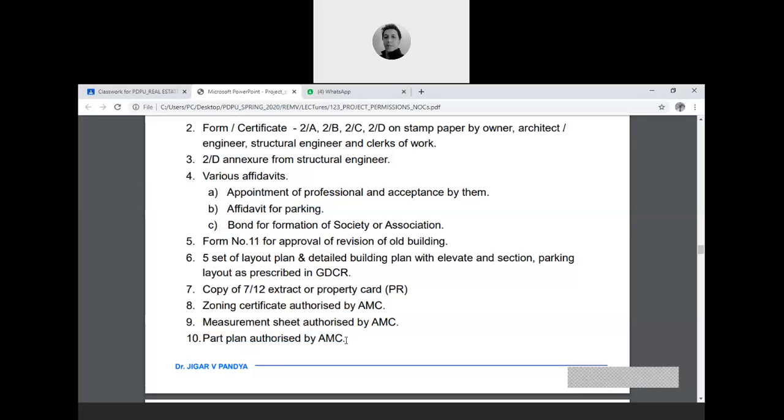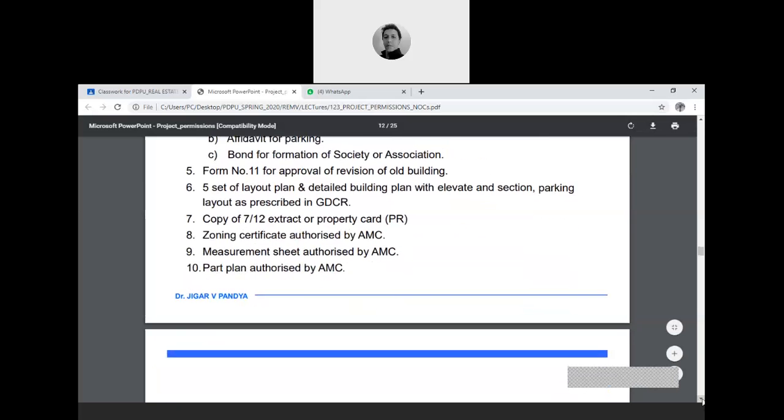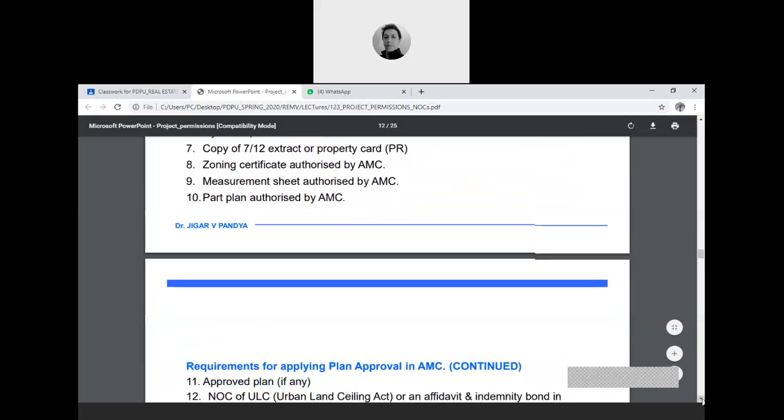Then there is something called part plan. Part plan is a map which specifically locates your land parcel. Again, that needs to be stamped by AMC. So that is something you need to do. They will reproduce it for you.